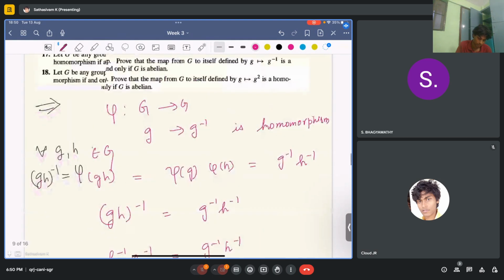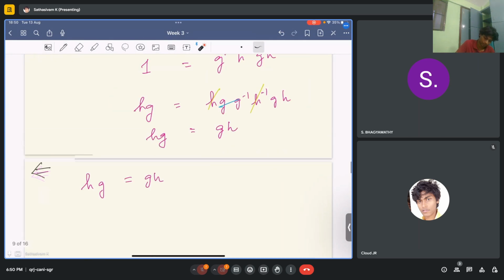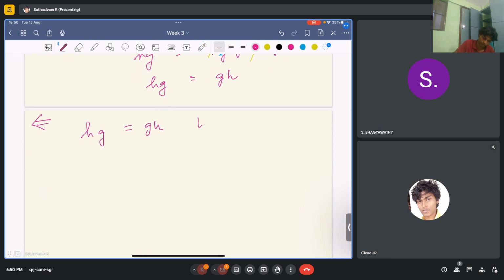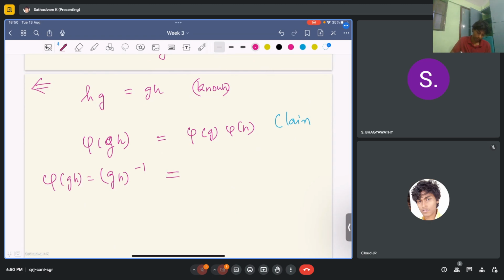But now what I want to prove here is that this is a homomorphism, right? Probably we can prove this is a homomorphism directly. So this is known. So what we want is phi of gh equal to phi of g, phi of h. Okay, so this is the claim. What is phi of gh? This is (gh) inverse. So let's start with phi of gh then. This is (gh) inverse, which is equal to h inverse g inverse.